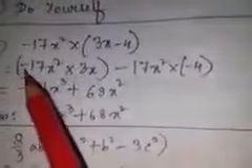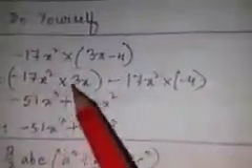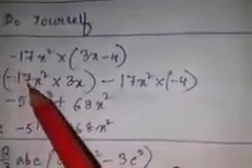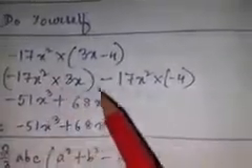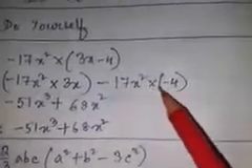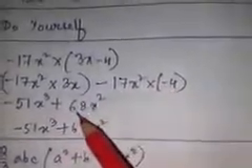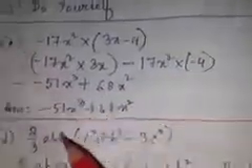So we are going to do the multiplication like minus 17x square into 3x, which is equal to minus 51x cube. Why? Because 17 into 3 is 51. So minus 51x cube, and minus 17x square into minus 4. So minus into minus becomes plus. 17 into 4, that is 68x square. So this is your final answer.